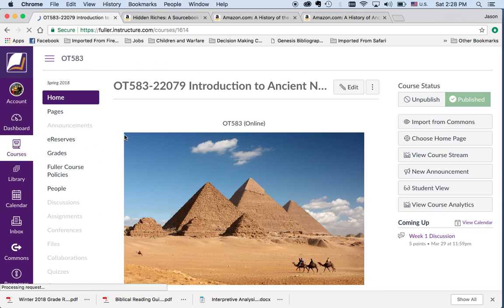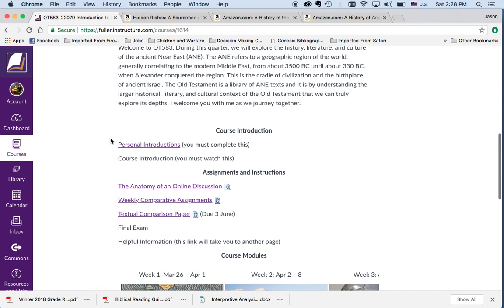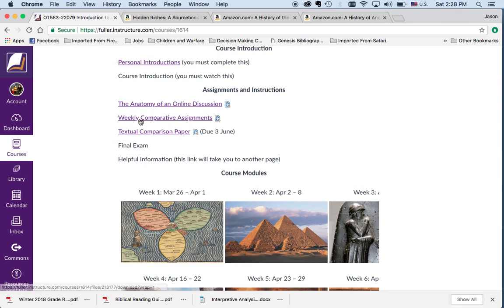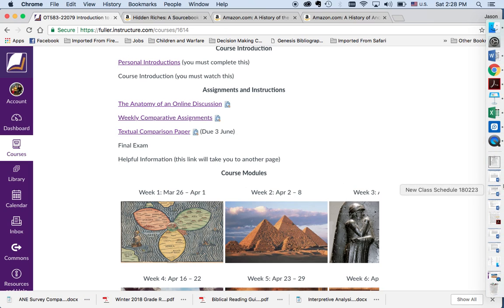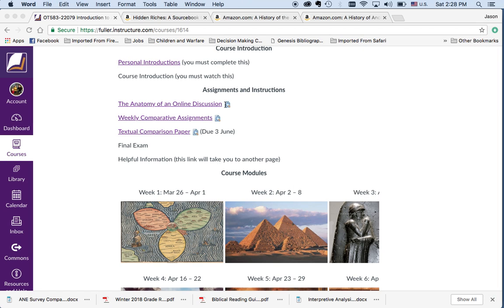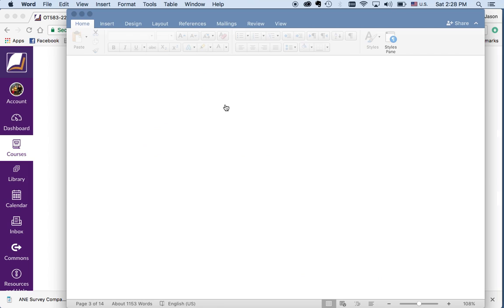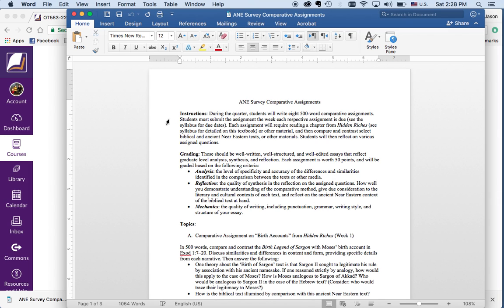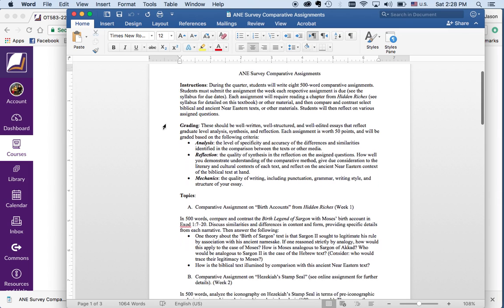Now, going back to the assignments, you'll also do a weekly comparative assignment, and the requirement here would be that you'll read something from Hidden Riches, or you'll read some other assignment that I provide you, and you will provide a 500-word comparative essay based on that assignment.